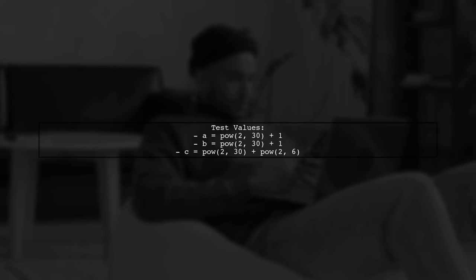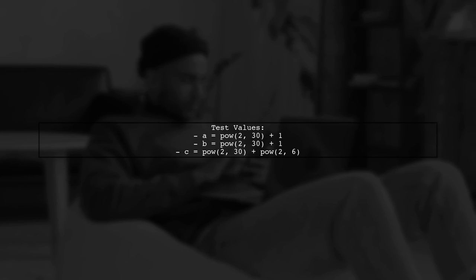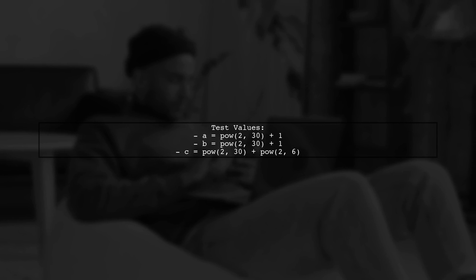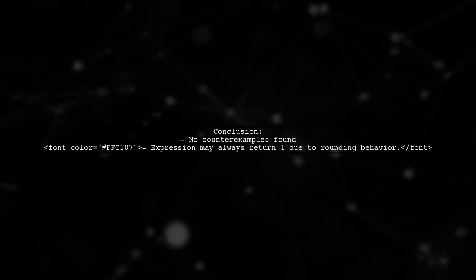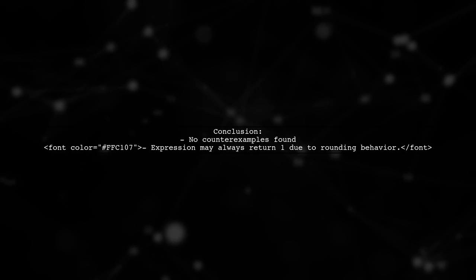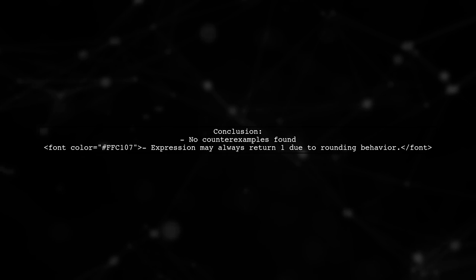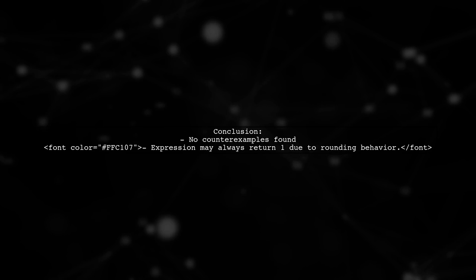You tested several large values for A, B, and C, such as A equals 2 to the power of 30 plus 1. This ensures rounding occurs, as the exact values cannot be represented. Despite your tests, you couldn't find a counterexample. This suggests that in this specific case, the expression may indeed always return 1 due to the properties of floating point arithmetic.